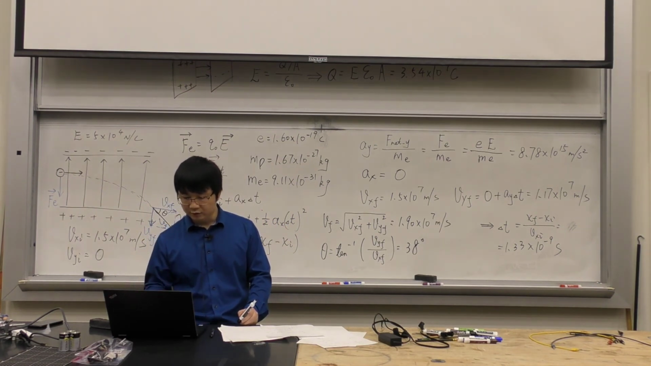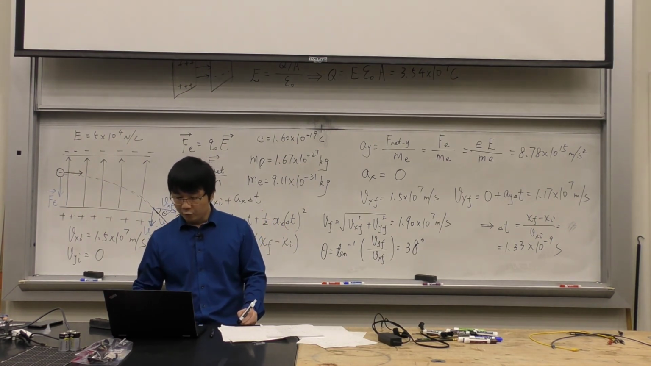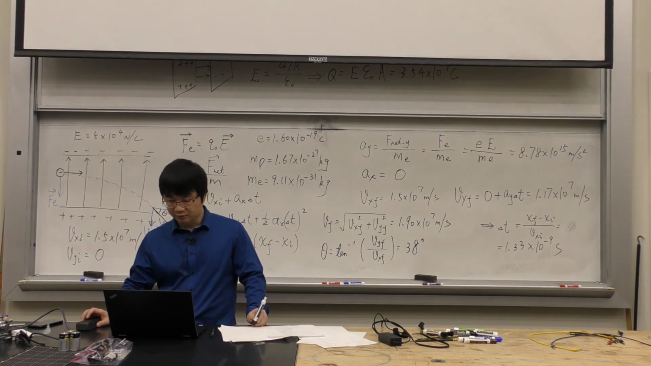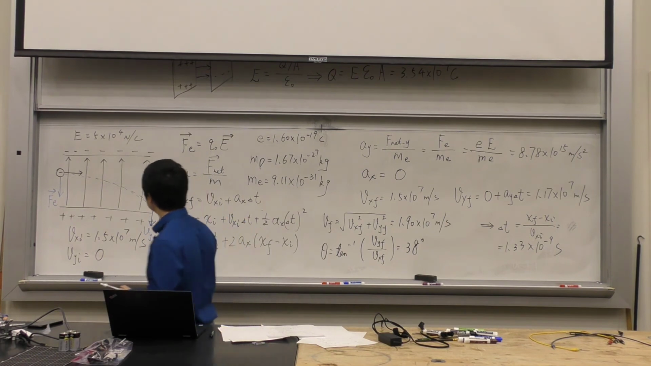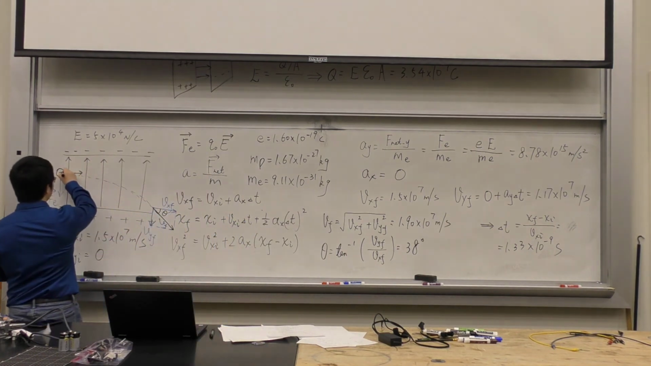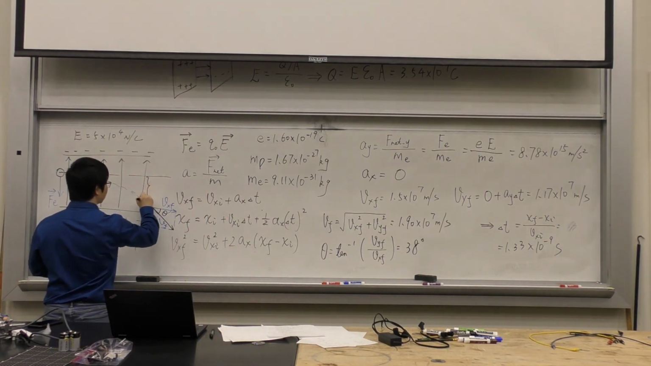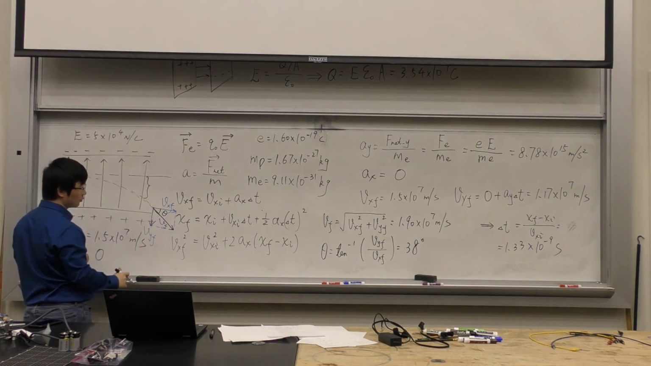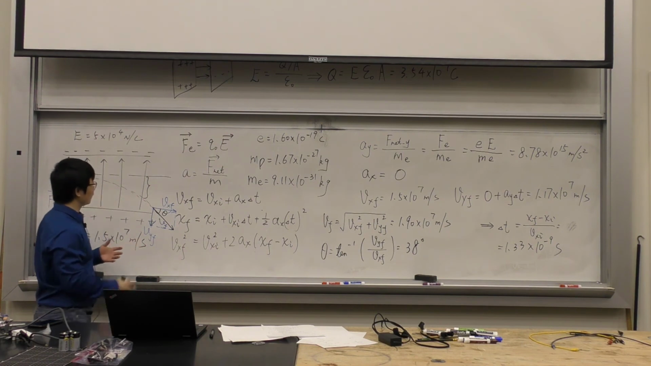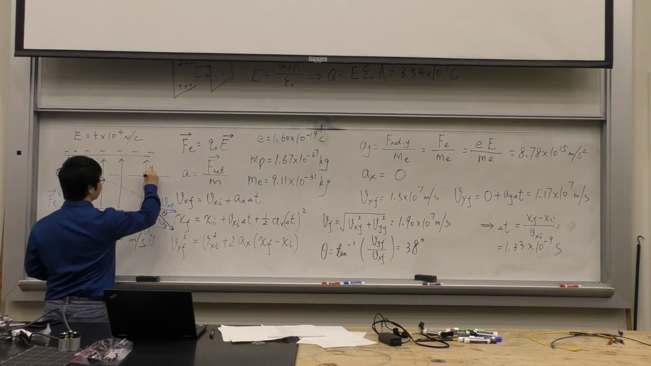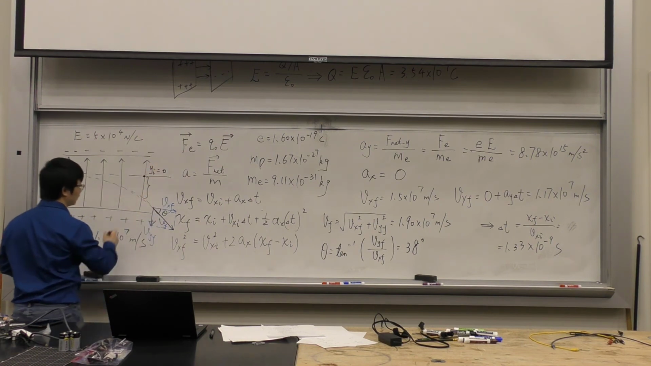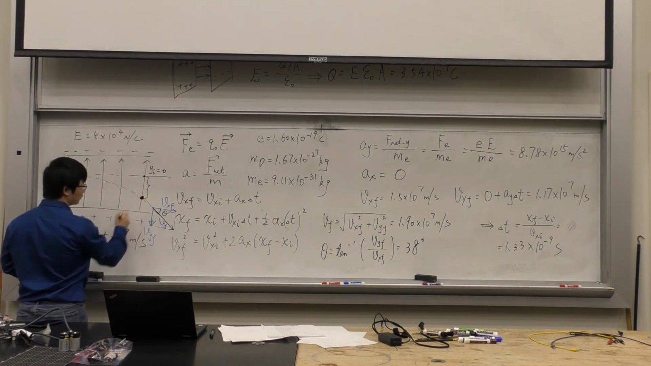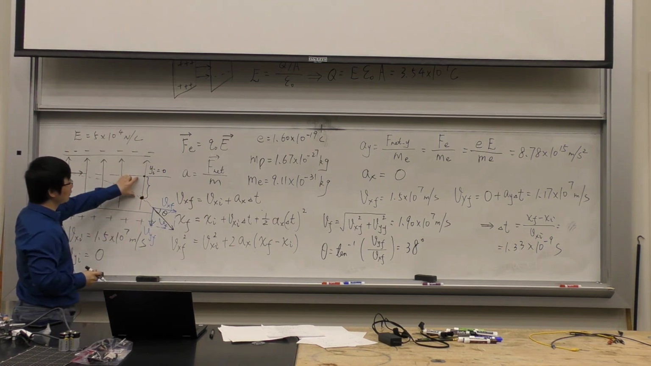Now, let's take a look at the last part. We want to find the vertical displacement of the electrons when they leave the gap. So we still need to find the displacement in the y direction, which is going to be this distance. If you call YI 0, then that's just going to be YF. So we just need to find this YF.